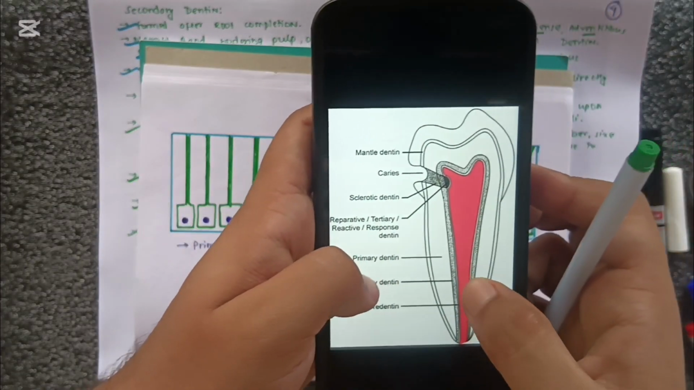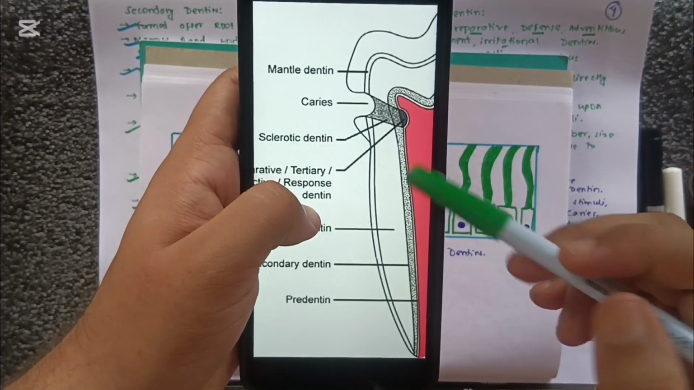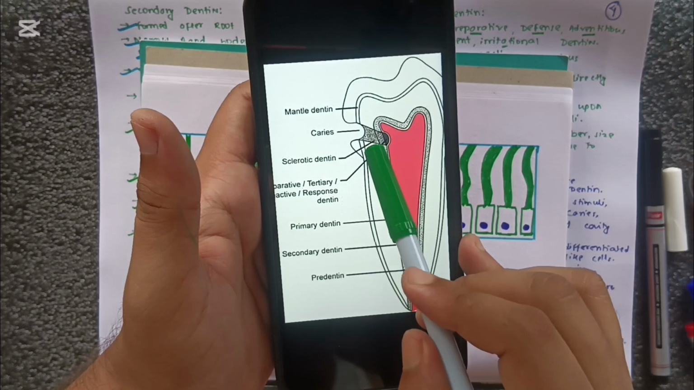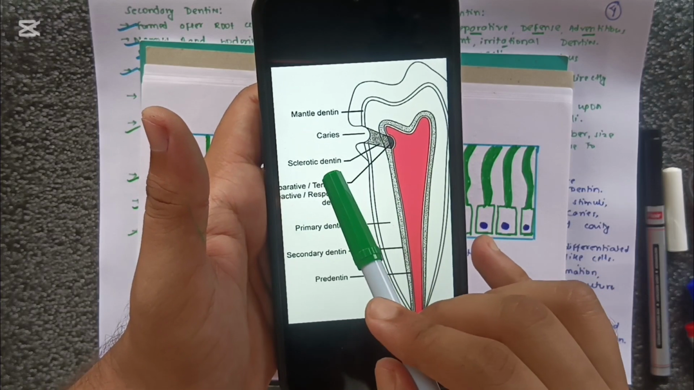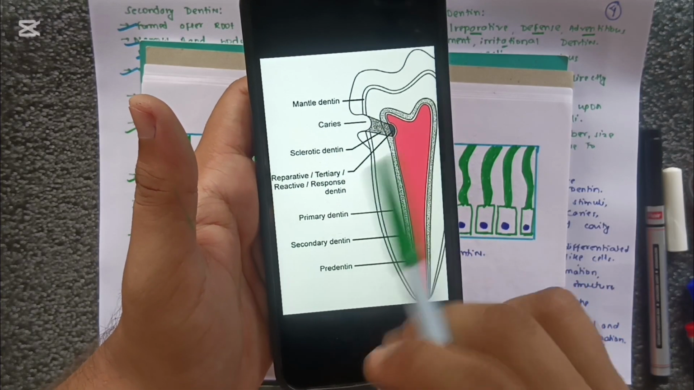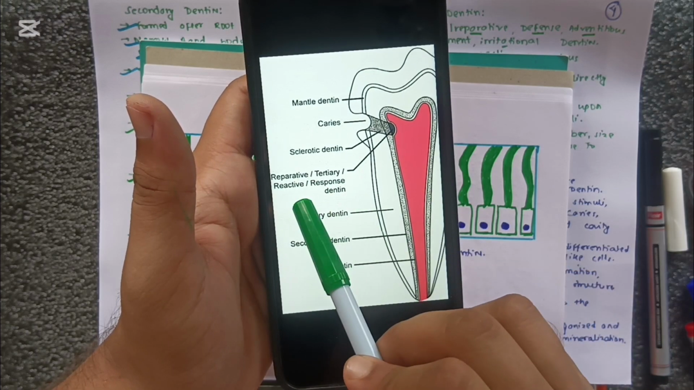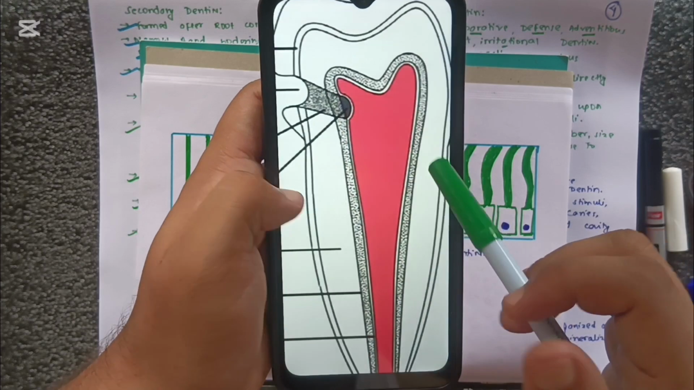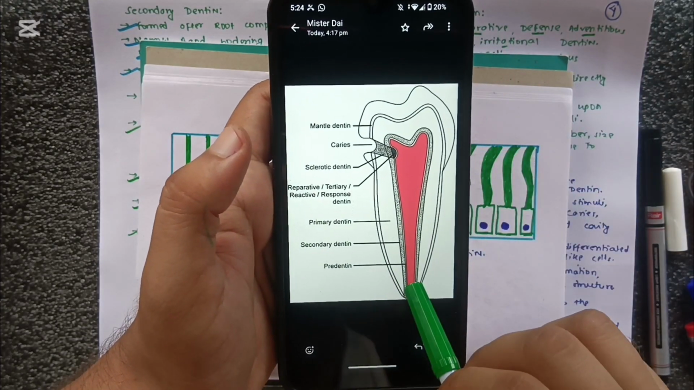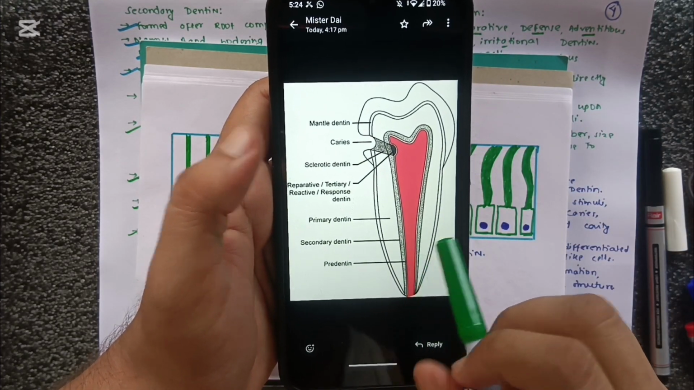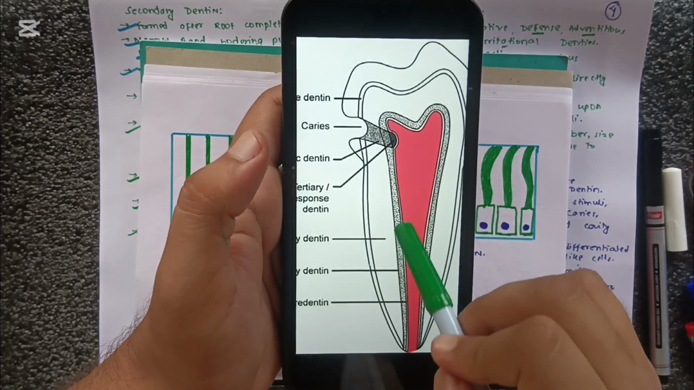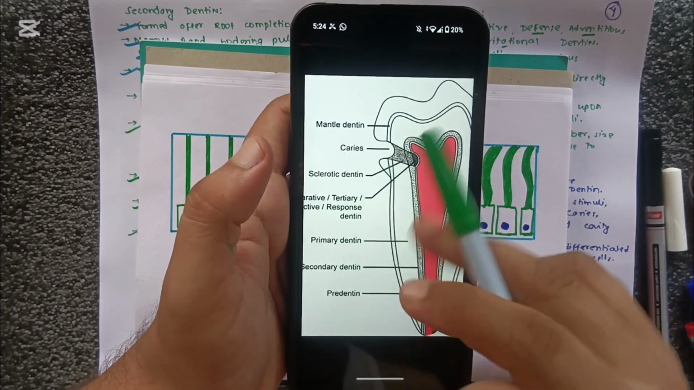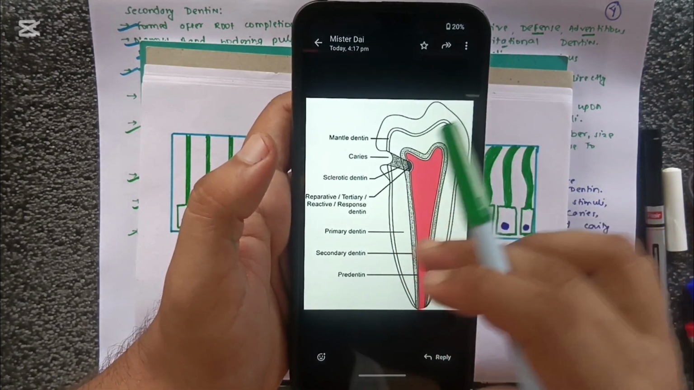As you can see in this picture, I wanted to show you the tertiary dentin. If there is caries, then there is formation of sclerotic dentin. I will be discussing this sclerotic dentin too. And there is the presence of the reparative or tertiary reactive response dentin here. It is formed beneath the secondary dentin. So this is the predentin, and above that there is this dotted line, this is the secondary dentin, and beneath that secondary dentin there is the reparative or tertiary dentin. So you should remember this picture.